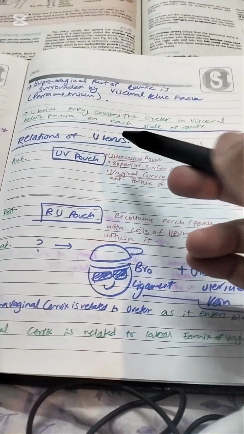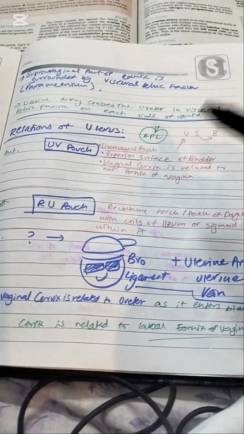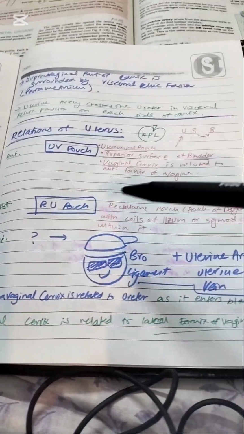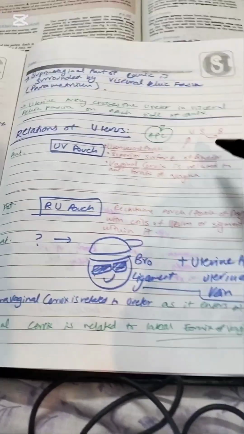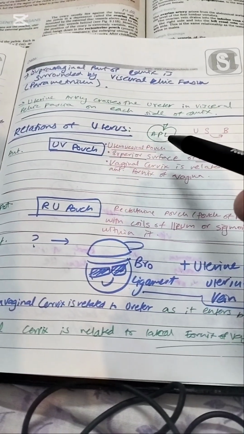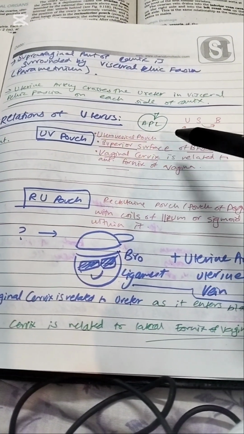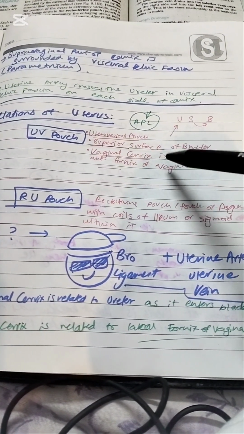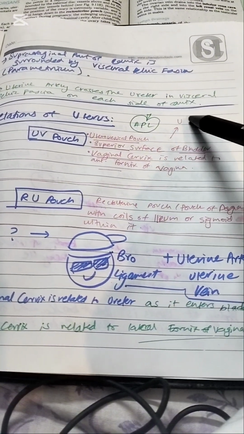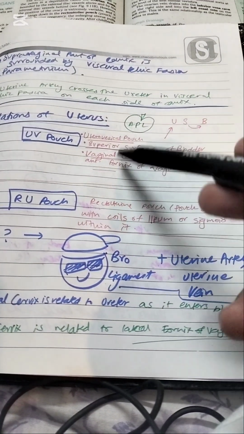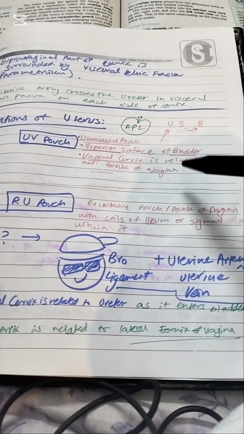Now let's talk about the relations of the uterus. They're very, very important. Please remember them. So anteriorly, what do we have? And posteriorly and laterally, what do we have? So remember the relations: anterior, posterior, lateral. Okay. So anteriorly, we're going to have the uterovesical pouch, or UV pouch, and also the superior surface of the bladder. So you can remember this with USP. Also, the vaginal cervix is related to the anterior fornix of the vagina.